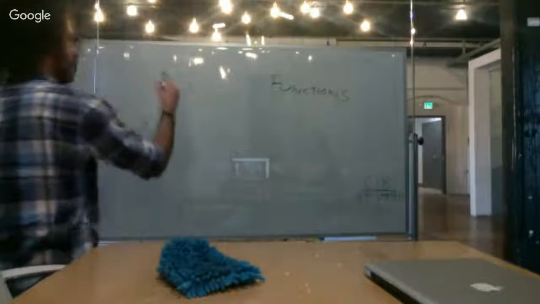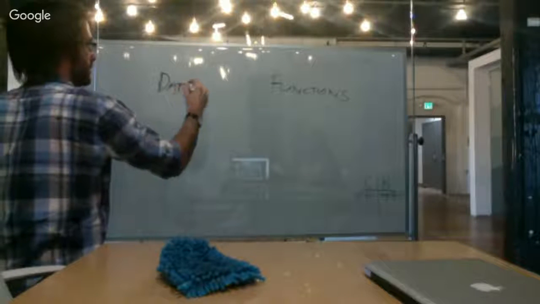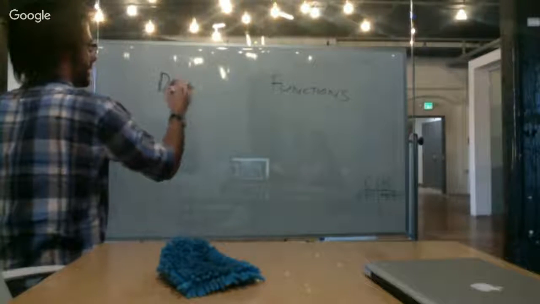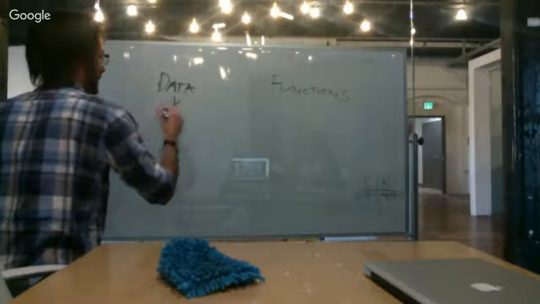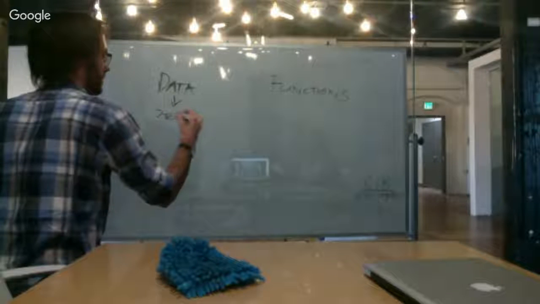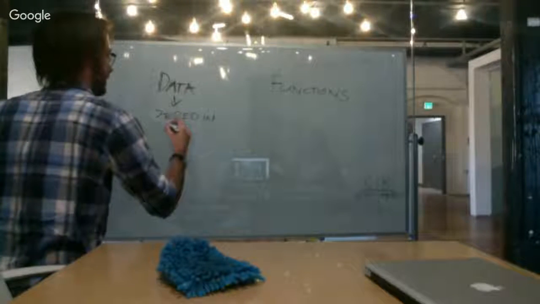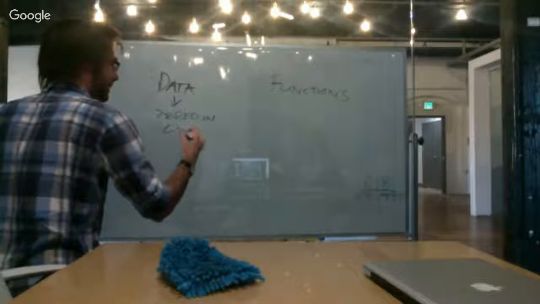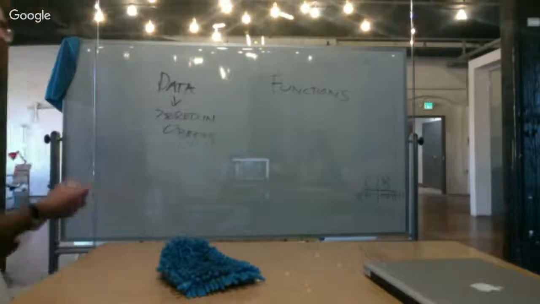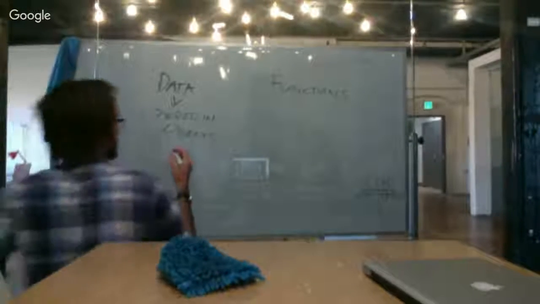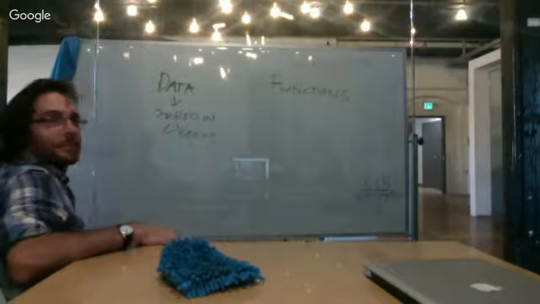So we have data, and we have function. Data gets stored in objects. And that includes class, and then all the lists and within lists and all of that, right?